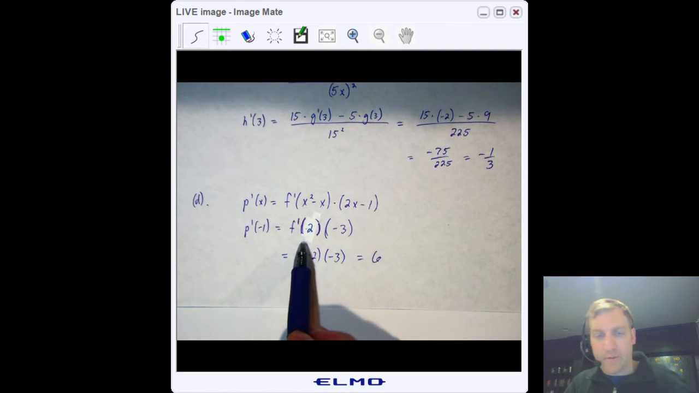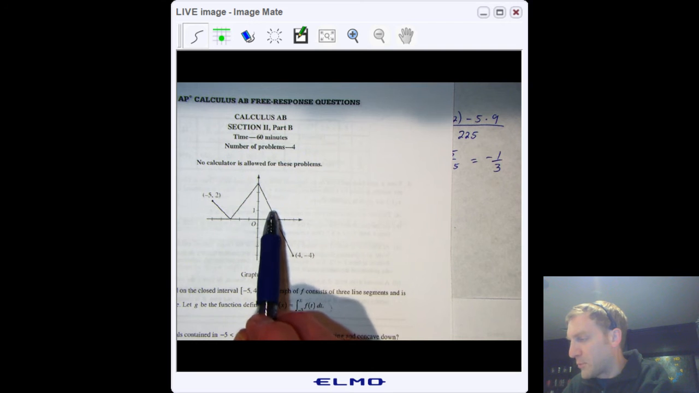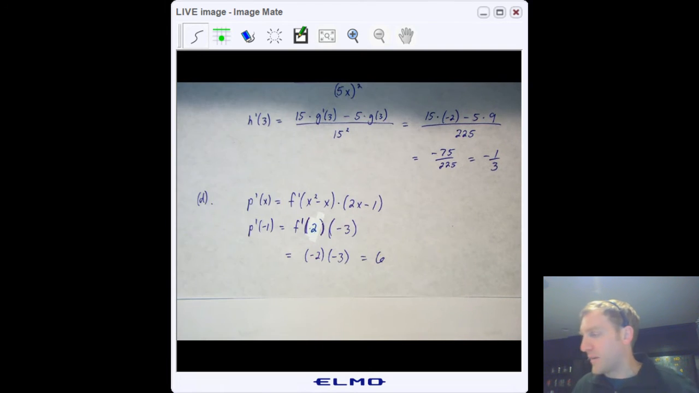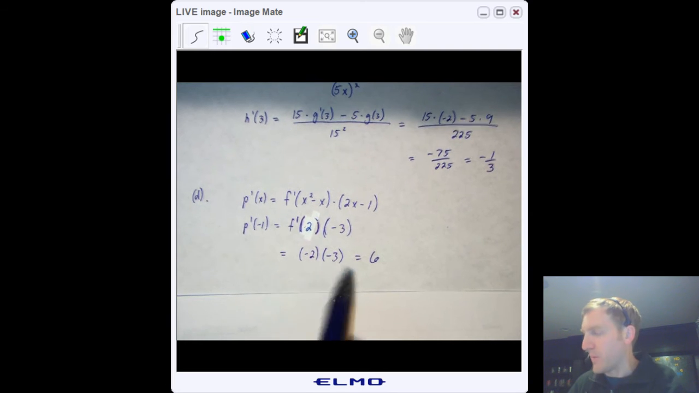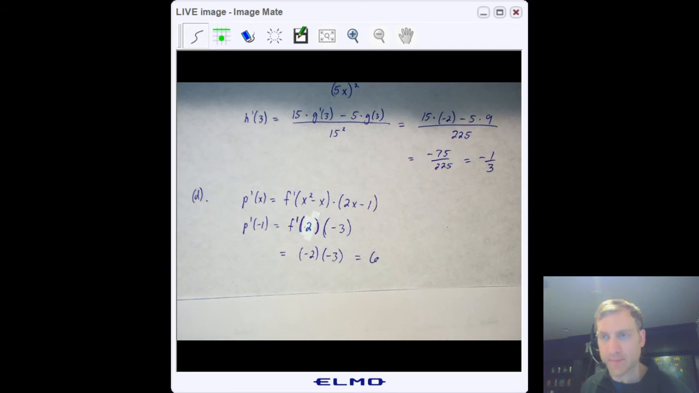And once again, get f prime from the graph. Now this is the graph of f. So f prime is the slope. Go to 2. What's the slope of this line? Slope of this line is -2. That's where that -2 comes from. And you get an answer of 6.